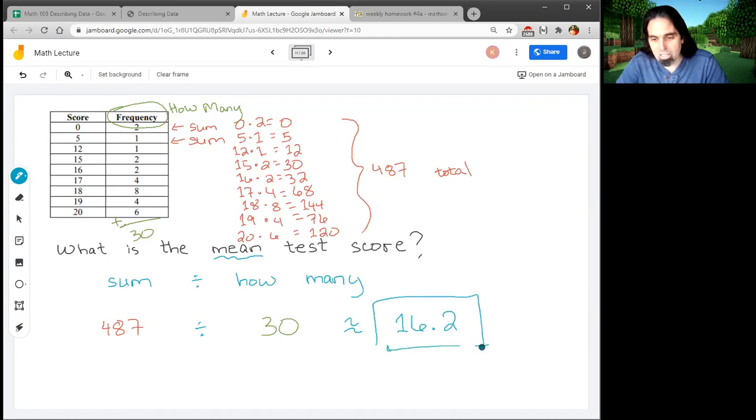If you wanted to say 16, sure, go ahead. The general rule for rounding is keep the same number of decimal places, 0 for test scores, or put 1 more on, but don't try and exaggerate your accuracy more. So these frequency tables are really nice for making bar charts, but they're a little annoying for finding averages. But you can do it.